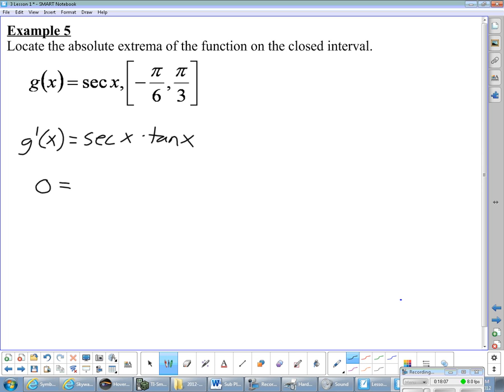Well, let's look at this. Let's change everything into sine and cosine because I think it's easier to interpret in that format. Secant is 1 over cosine, so it's 1 over cosine x. And tangent x would be sine x over cosine x. And so this would be all equal to the sine of x over cosine squared x.